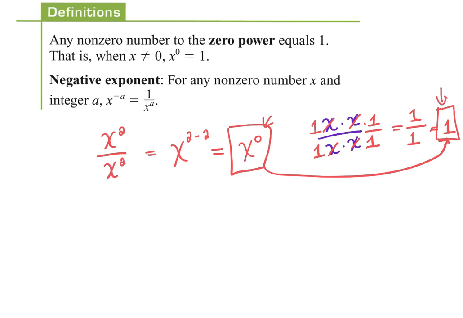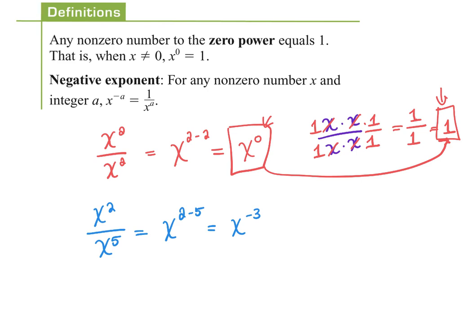Negative exponents. Negative exponents for any non-zero number x and an integer a: x to the negative a is the same thing as 1 over x to the a. Why does this work? We're going to use the same property, the division property. So now let's say I have x squared over x to the 5th. My rule tells me to subtract here, right? So I'm going to say x to the 2 minus 5. What is 2 minus 5? Negative 3. Now this property is telling me that this is going to be 1 over x cubed.